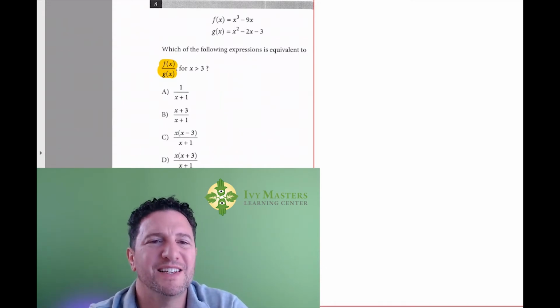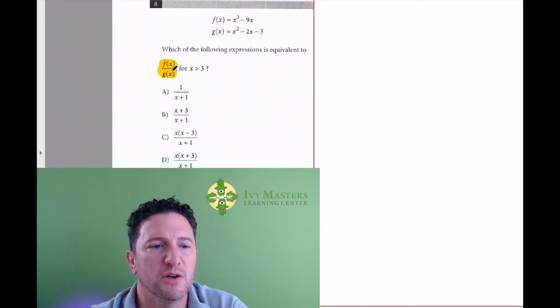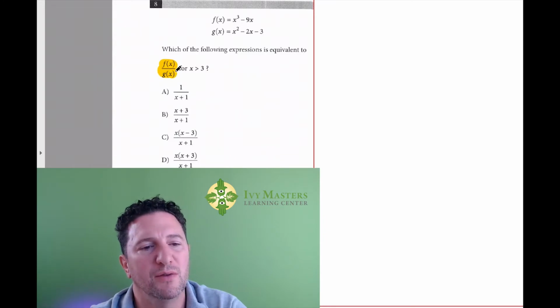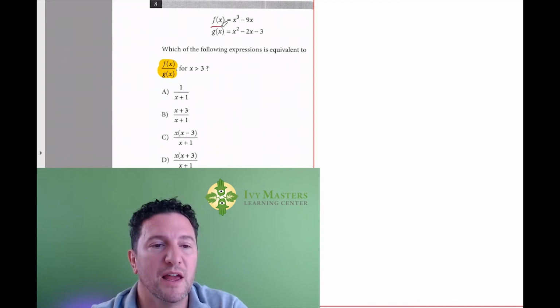And today we're going to look at Test 8, Section 3, Number 8, which reads: f of x equals that, g of x equals that. Which of the following expressions is equivalent to f of x over g of x for x being greater than 3? If f of x equals that and g of x equals that, then f of x over g of x equals that over that.